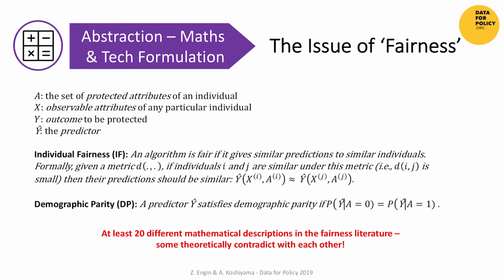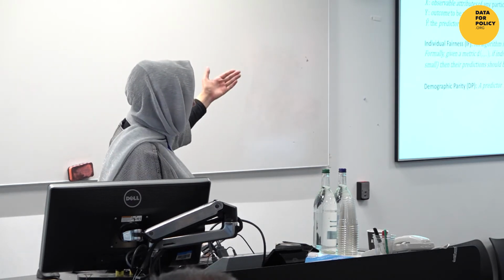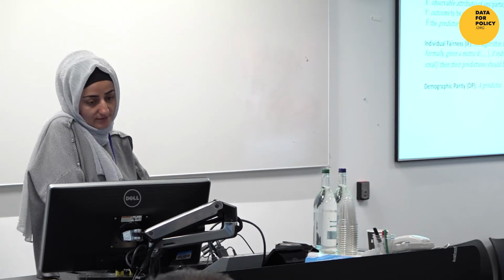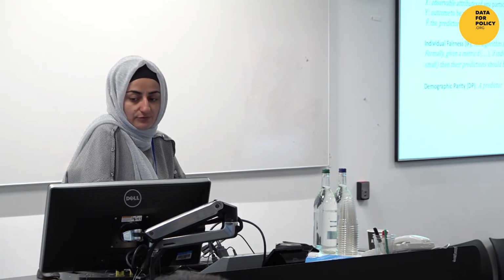When we come to maths and technical formulation, it's more symbols and abstractions. I have some of the most basic definitions. We start with A, a set of protected attributes. In this case, for example, it could be gender, race, disability factors, etc. X is all the observable attributes of any particular individual, so all the attributes that you have in your data. Y is the outcome, for example whether a person gets the job or not, and Y hat is the predictor.